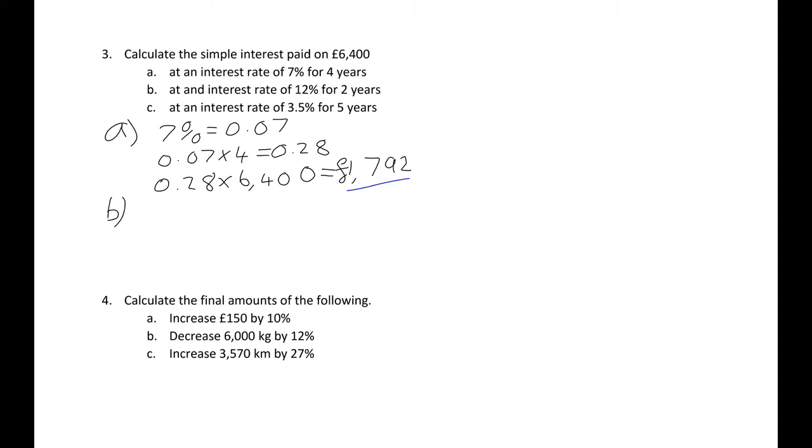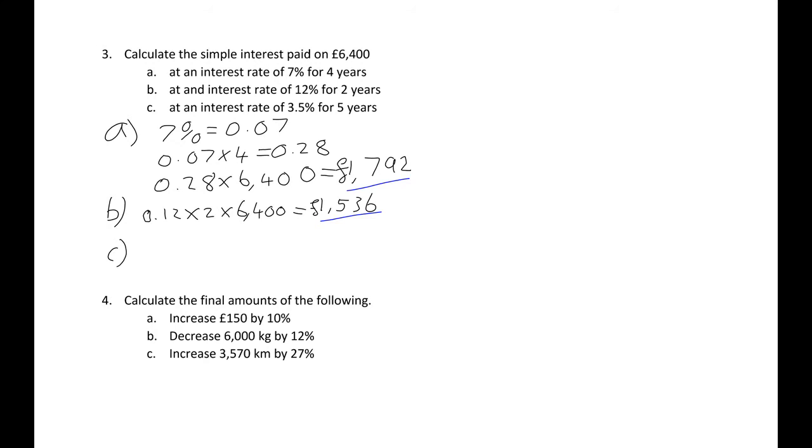Okay, we've now got 12% for 2 years, so 12% is 0.12 for 2 years, so it's simple interest, so we times by 2, and we just directly times that by 6,400. Okay, and when you work that through, what you get is £1,536. Okay, much simpler method, keeps everything together.